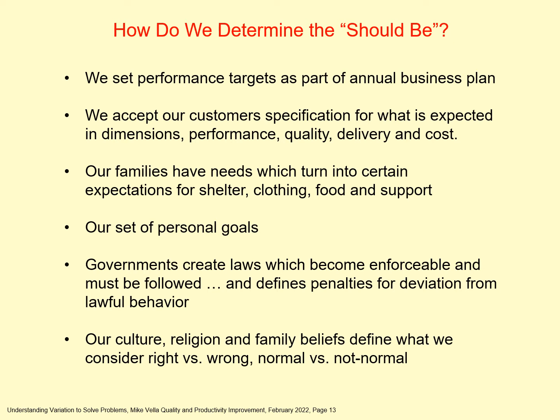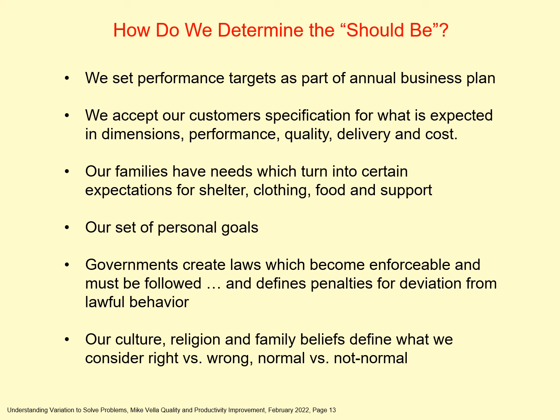So how do we determine what should be? Well, we often set performance targets as part of the annual business plan. That's a should be. We accept customer specifications for what's expected in dimensions, performance, quality, delivery, and cost. When we accept that contract, we accept what should be. Our families certainly have needs, which in turn create certain expectations for shelter, clothing, food, and support. That's a should be. We set our own personal goals. That's a should be.